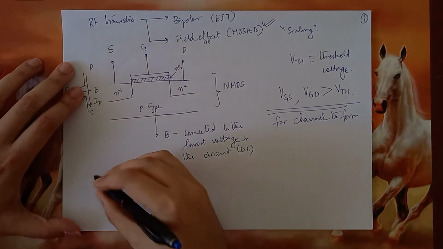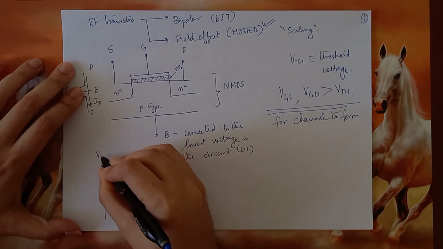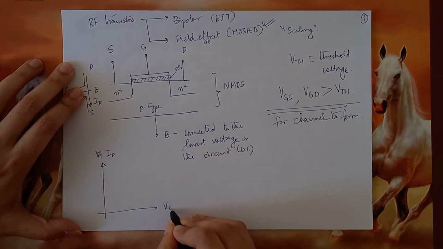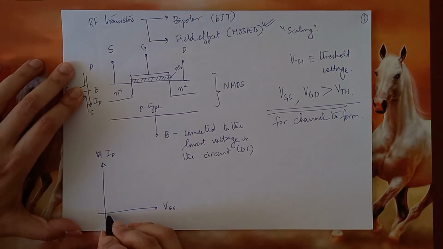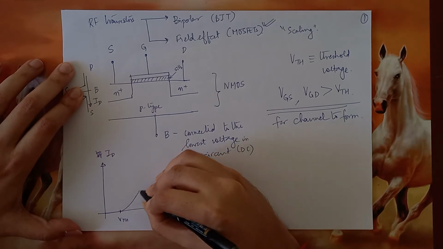Now, you may know that if I were to draw a plot of the drain current ID versus the gate to source voltage, until VTH, there would be no current. After that, the current would increase something of this kind.